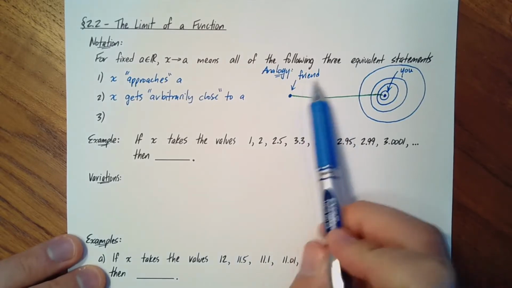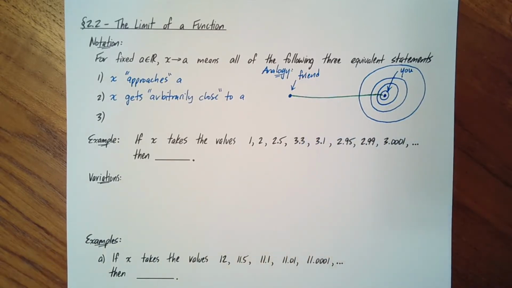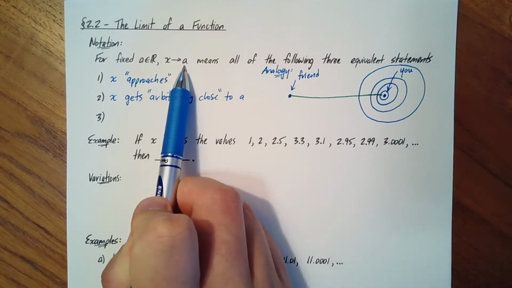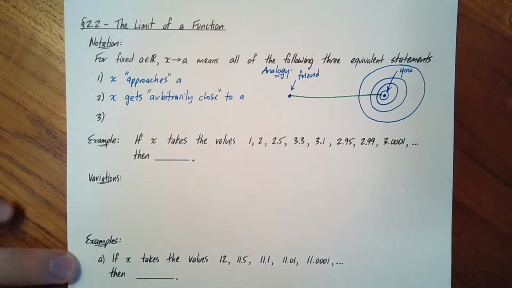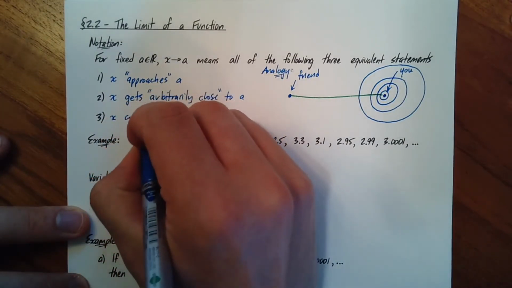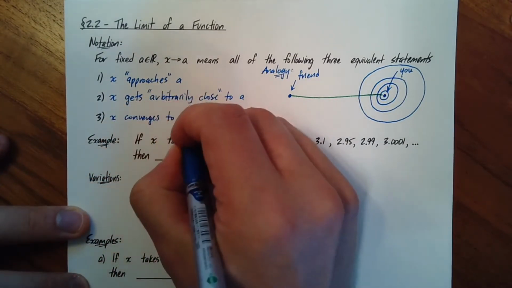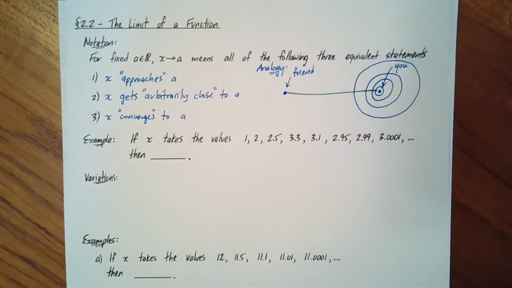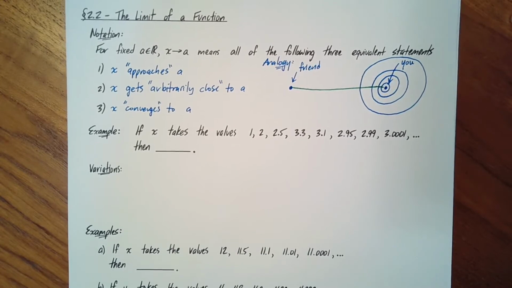In this case, your friend is getting arbitrarily close to you. So that's what's happening with this notation. X is getting arbitrarily close to A. Okay, and then the third way you can say it, this is a common one as well, X converges to A. Those aren't the only 3 ways of saying it, but those are the 3 ways that I'll typically say it in this class.